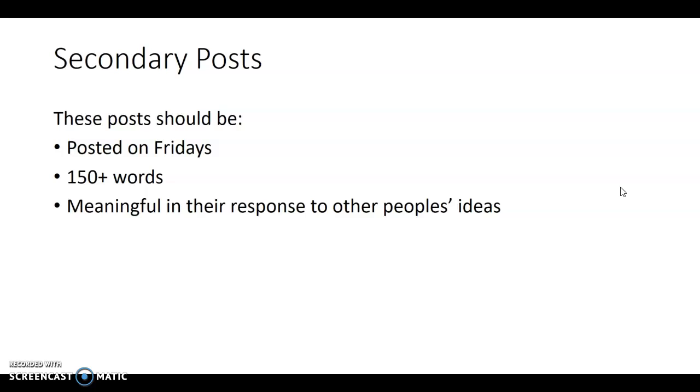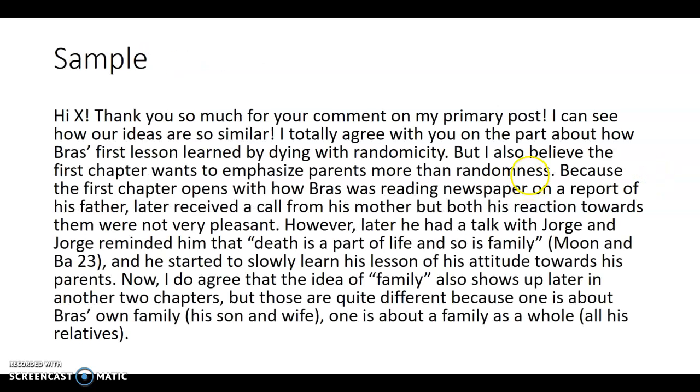So to move to your secondary posts, these need to be posted by Friday. They need to be 150 or more words, and they need to be meaningful. If you just say, thanks, hadn't thought about it in that way before, that is utterly useless, right? That doesn't show that you've meaningfully engaged with that person's ideas. Think about what they have to say. Think about it hard, and then write in response on the logical implications of their ideas. And you can feel free to disagree, as this writer does.